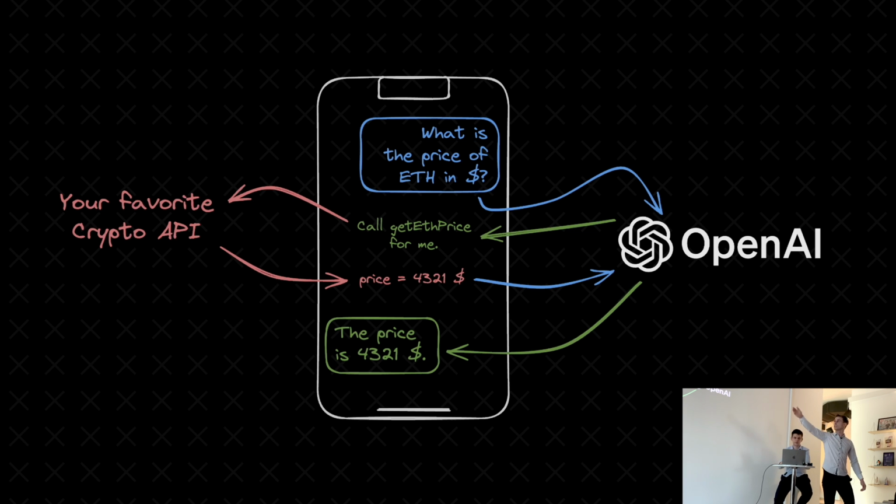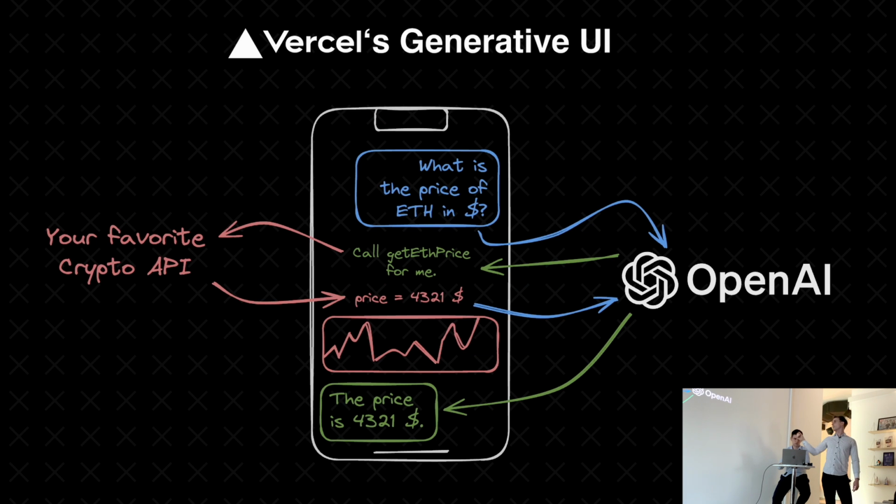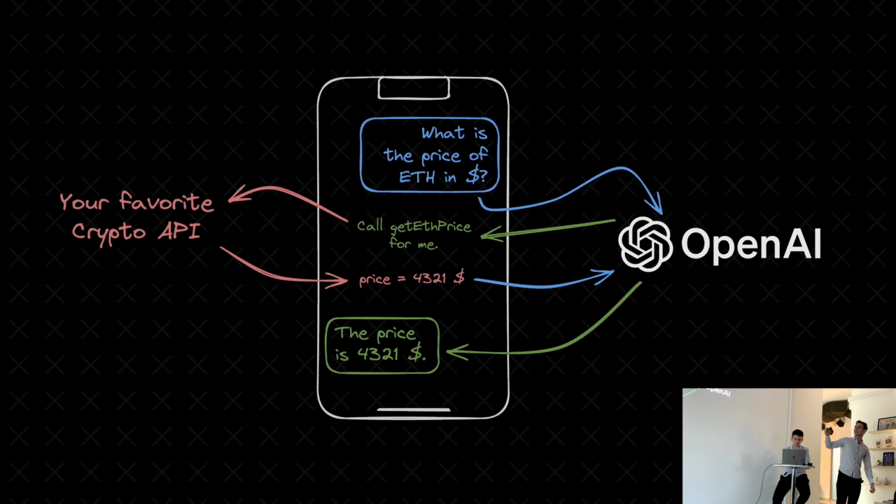In this case, the user is asking what's the price of Ether in dollars. The model knows that there's a getEtherPrice function available to it. It decides to call it. That gets propagated right back to the device, and here the developer needs to handle what happens inside that function. We can call our favorite crypto API, get the price, and return it back to OpenAI. That's quite straightforward. The model can then comment upon this information.